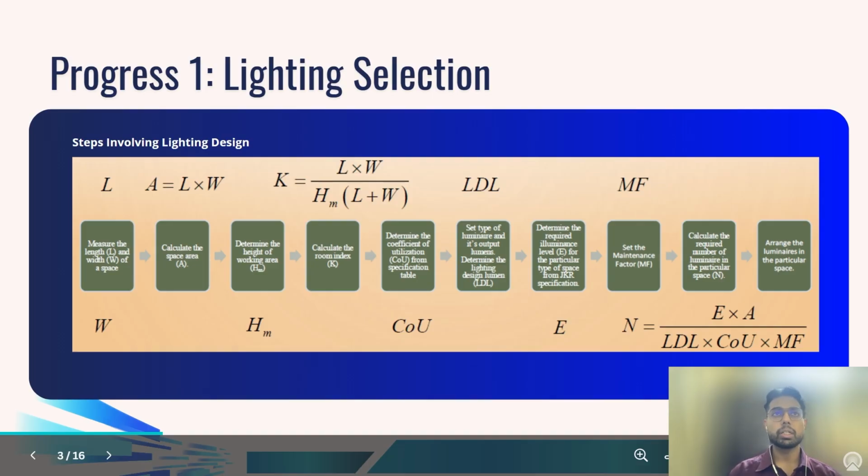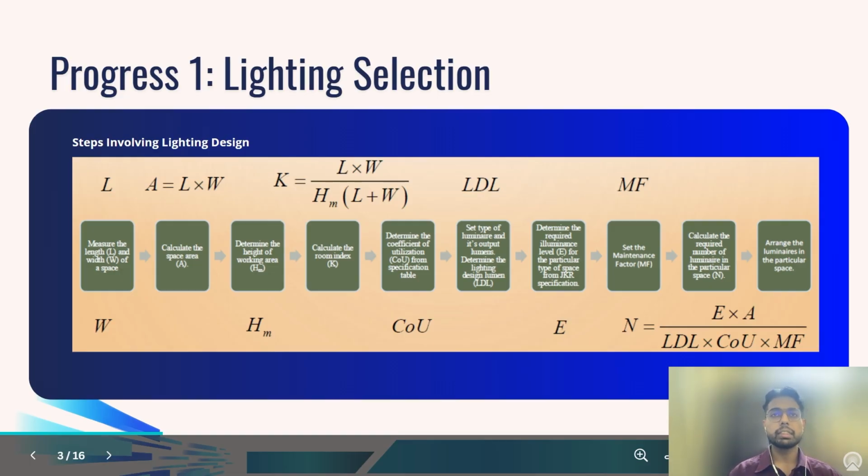So as you can see here, progress 1, there are various steps that we need to do in order to do the lighting selection. First of all, we have to measure the length and the width of the space, followed by calculating the space area, determining the height of the working area, calculating the room index, determining the coefficient of utilization from the specification table, setting the type of luminaire and its output lumens, and determining the lighting design lumen, determining the required illuminance level for the particular type of space from the JKR specification, and setting the maintenance factor. In this case, we set the maintenance factor to 0.8, calculate the required luminaires in the particular space, and arrange the luminaires in the particular space.